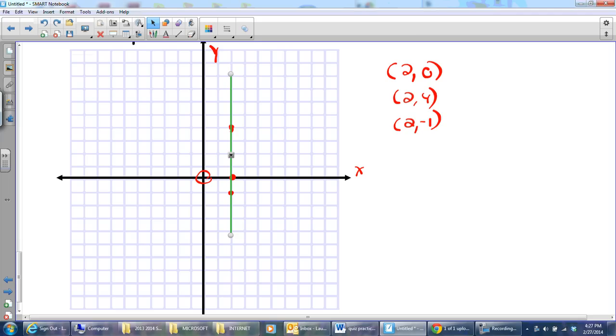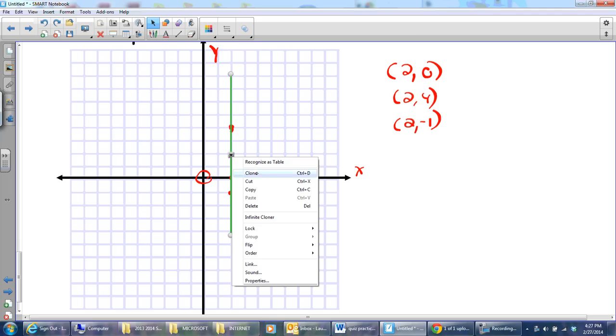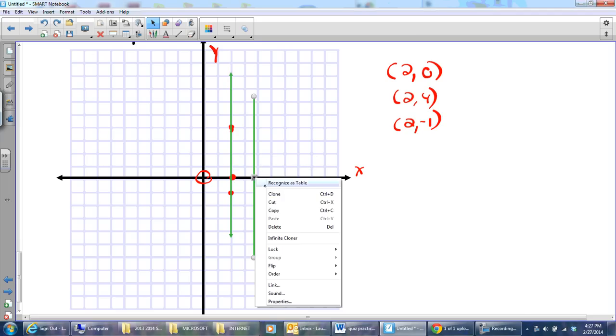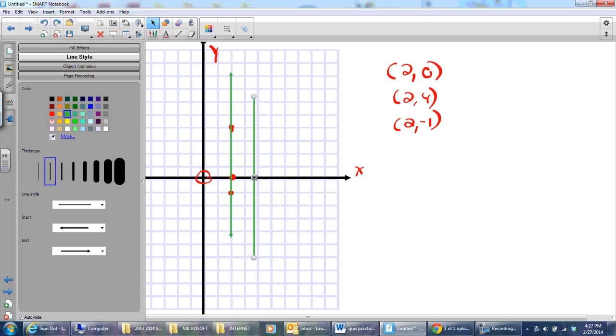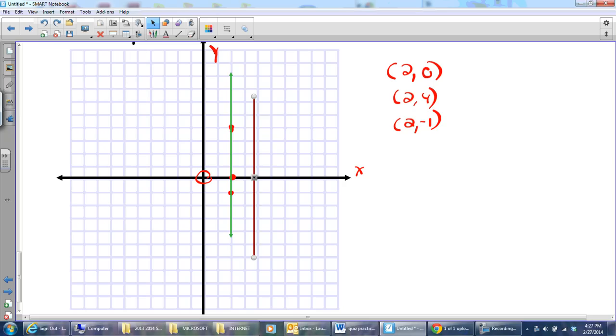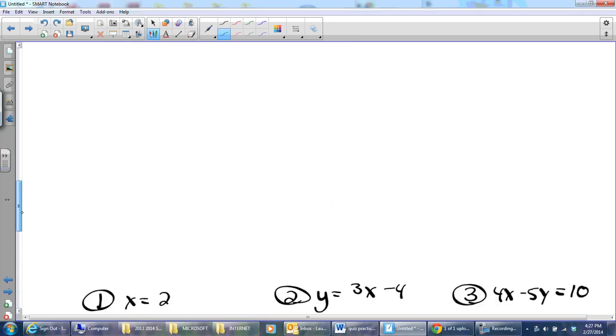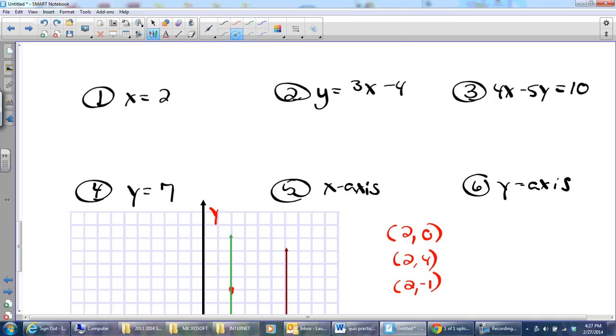Okay, so I need a line parallel to it. Well, that'll be any vertical line going through the x-axis. Let me change the color of it. I'll make it pink. Well, maybe you can't see pink so well. There you go. So you could say x equals 6 is one possible answer. So x equals 6 would be a parallel equation. I'll do all my parallel equations in red.